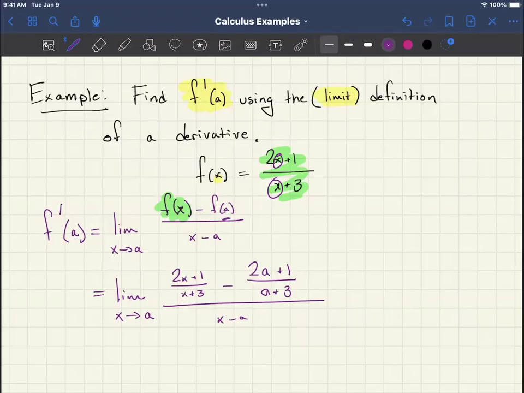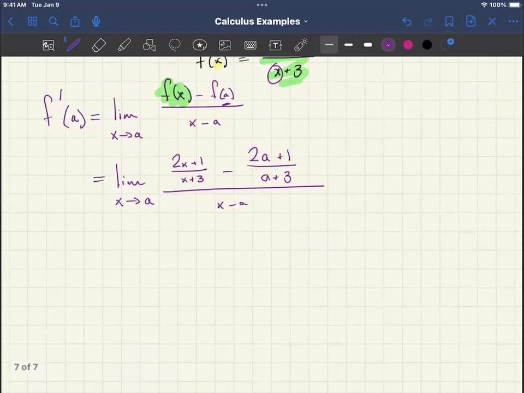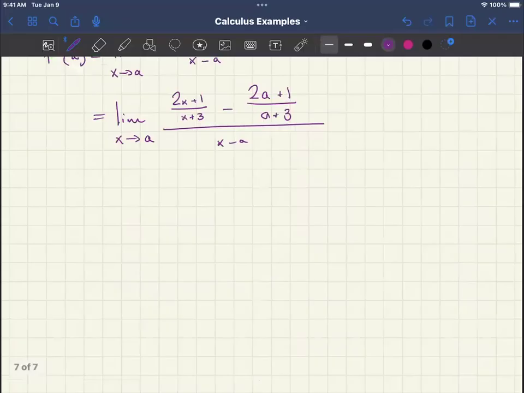All right, we've got our setup, and now we just have to do the algebra, which is actually the most difficult part for this. We have three fractions going around here. We've got our first fraction here, our second one here, and our third one, we see the denominator x minus a. So the first thing we're going to do is we're going to push these two together. We need a common denominator. We have an x plus 3 and an a plus 3. So let's multiply both of our terms to get a common denominator.